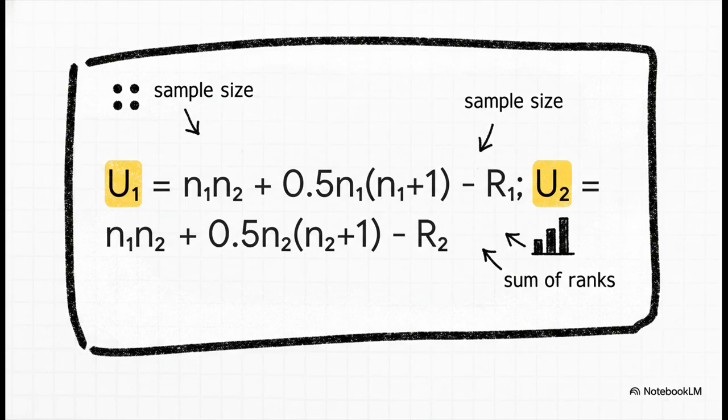Okay, so how do we turn that observation into a hard number? With these formulas. Now don't let them scare you, they're actually pretty simple. The n's are just our sample sizes. We have 6 male trees and 6 female trees. And the r's, that's just the sum of the ranks we just saw, 23 and 55. We're just going to plug those numbers in.